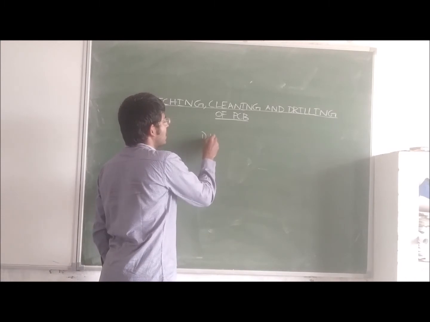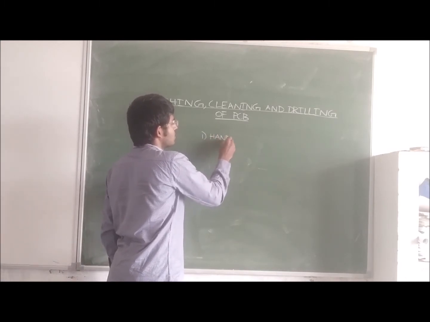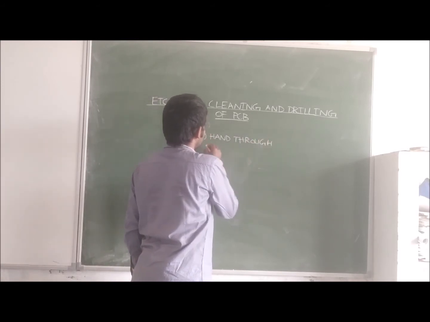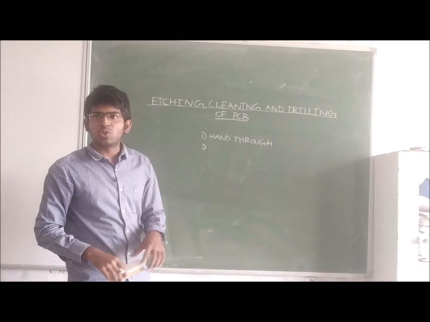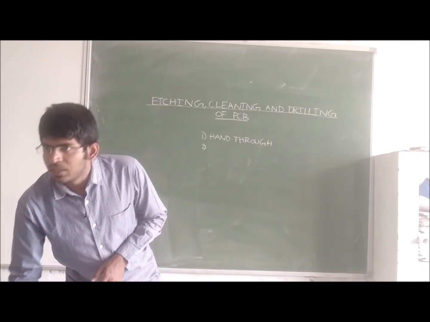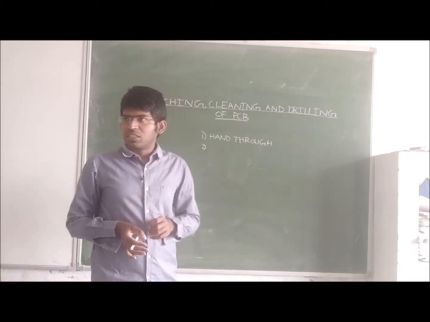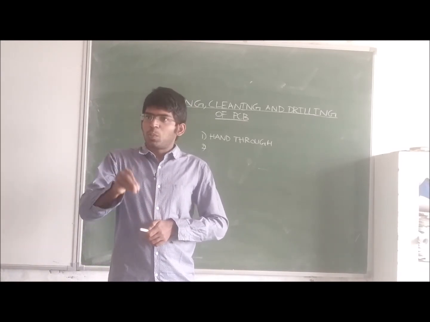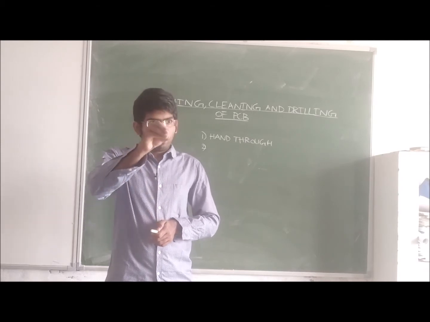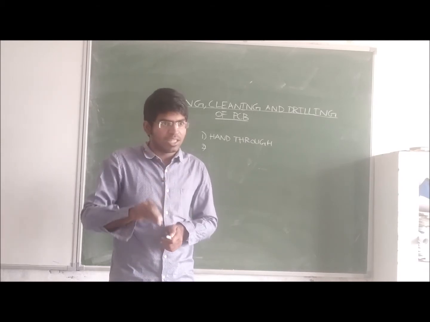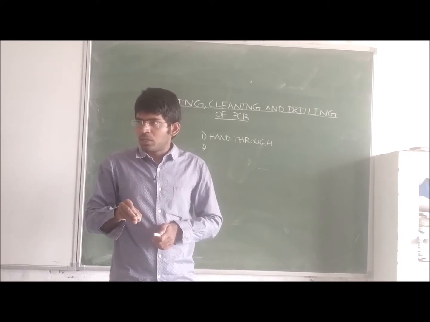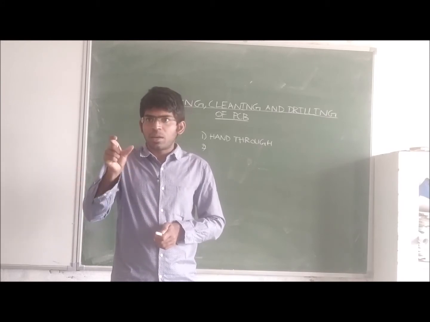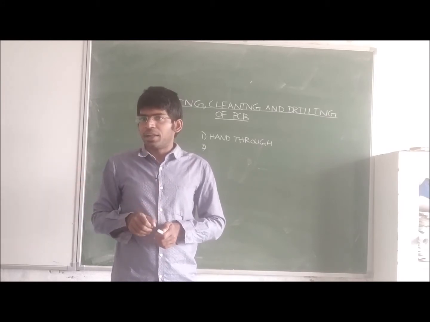The first one is hand through etching. In this hand through etching, as the name suggests, we generally use it for the manual etching process. We take a plastic tray. In this plastic tray, we keep ferric chloride solution, which is the etchant. The copper clad sheet onto which we have transferred the layout, that copper clad sheet we keep in this tray.